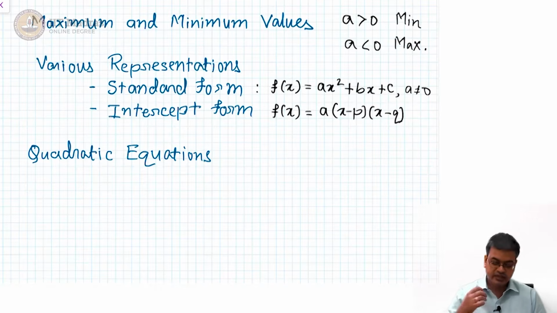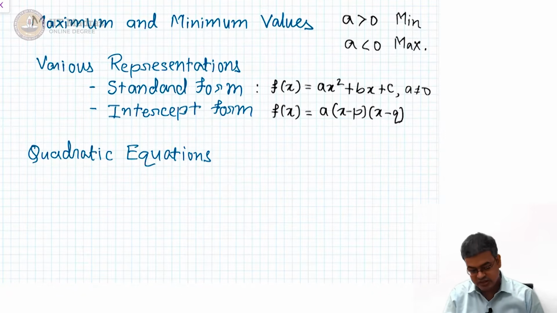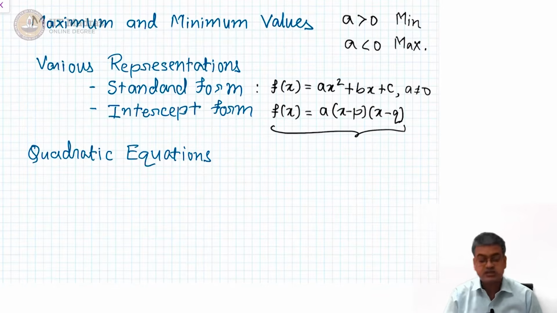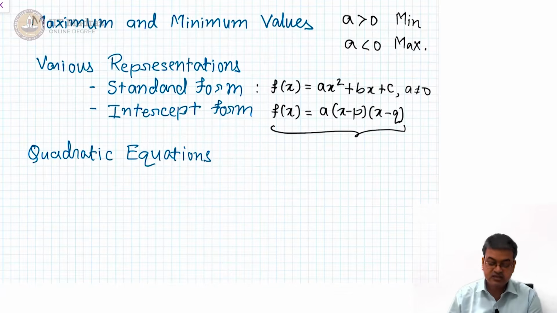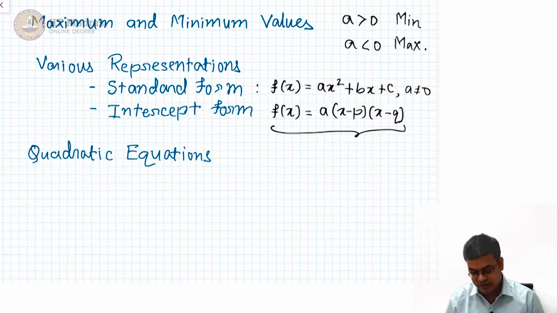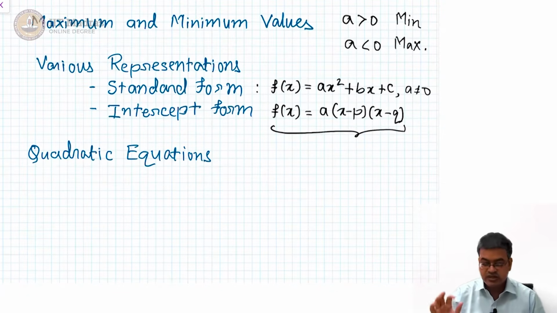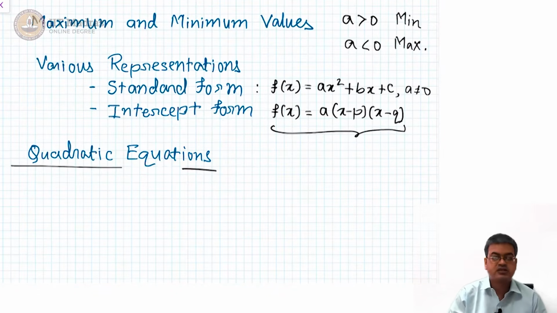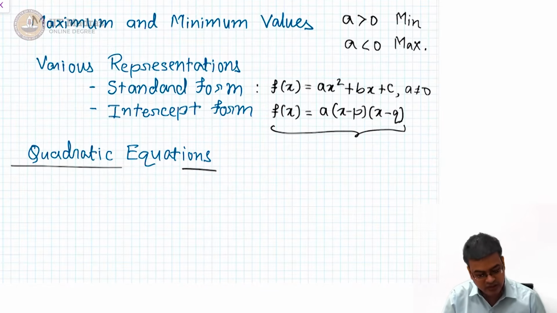So the question that comes to one's mind is, how will I use these representations? If my function is given in this particular representation, then it is easy to figure out the zeros of the function, when the function will get zeros. That brings us to the question of figuring out what are quadratic equations. So let me first revise what is a quadratic equation.